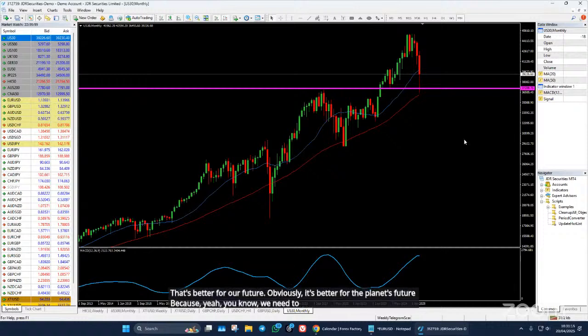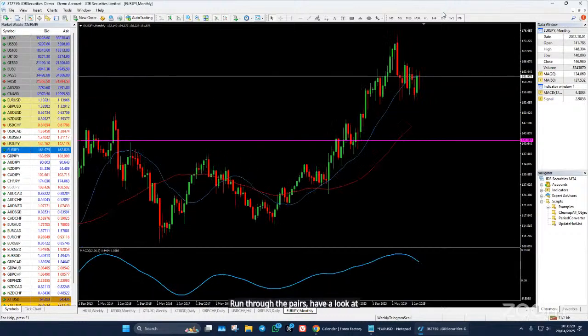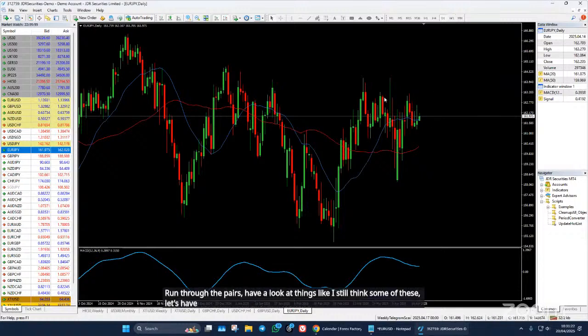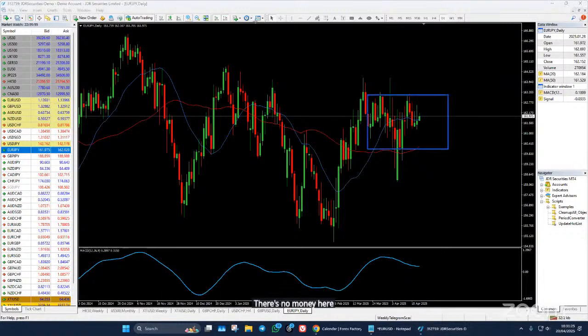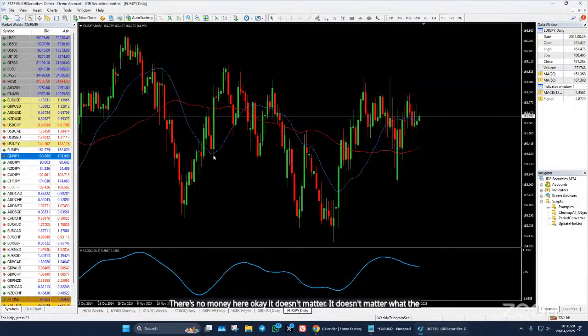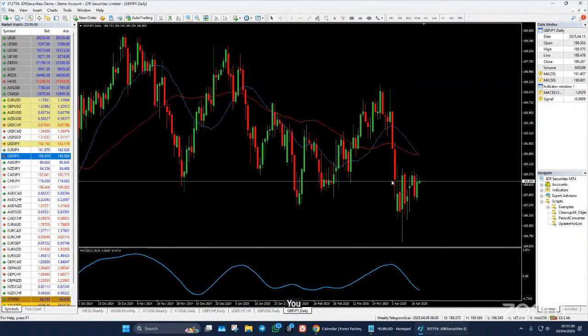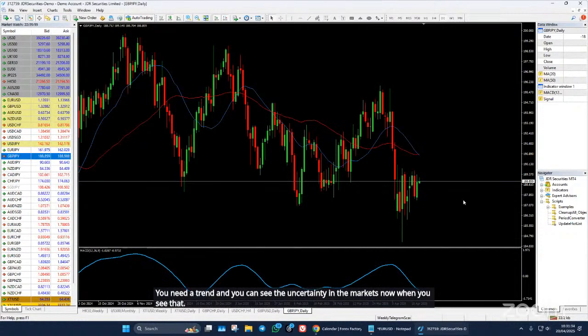Guys, I'm going to leave you with that. Run through the pairs, have a look at things. Let's have a look at some of the yen pairs. If you see something like this, guys, you can't trade this. There's no money here. It doesn't matter what the indicator is saying. It doesn't matter what the strategy is. You need a trend. And you can see the uncertainty in the markets now. When you see that, there's just uncertainty. You're living in a very weird time where there's not a lot to trade, maybe gold and a few other things.